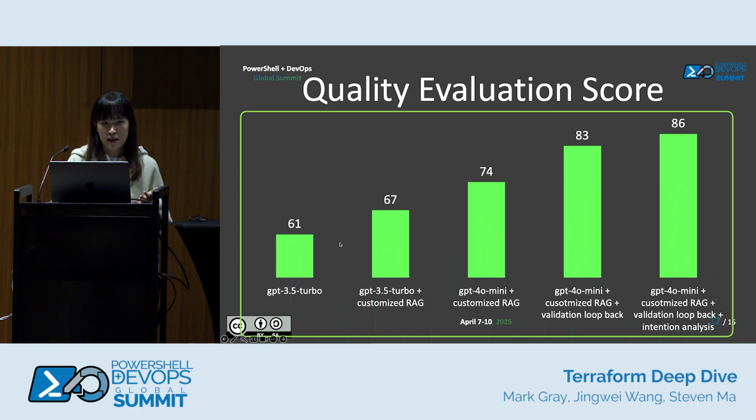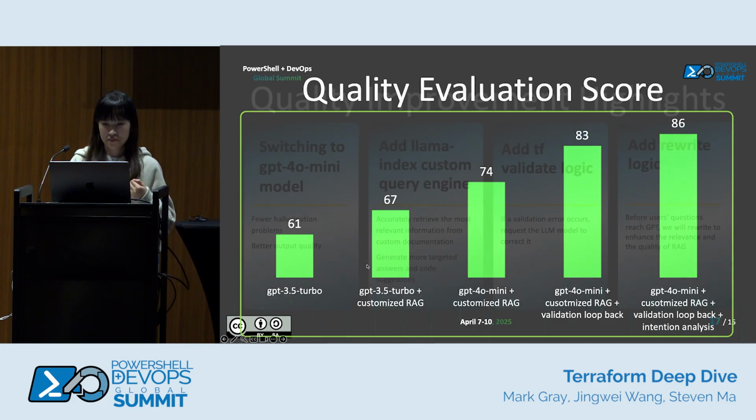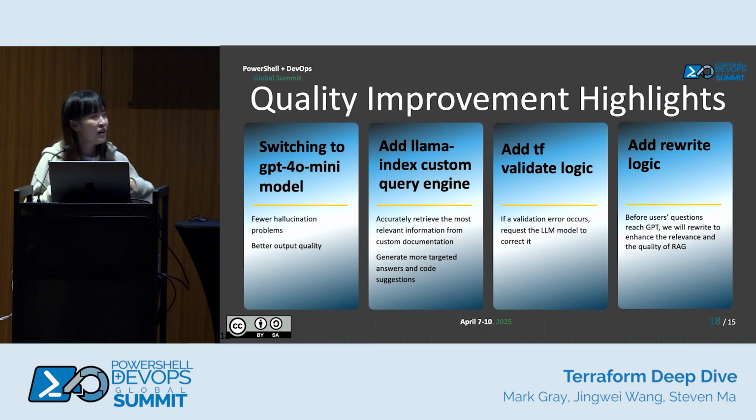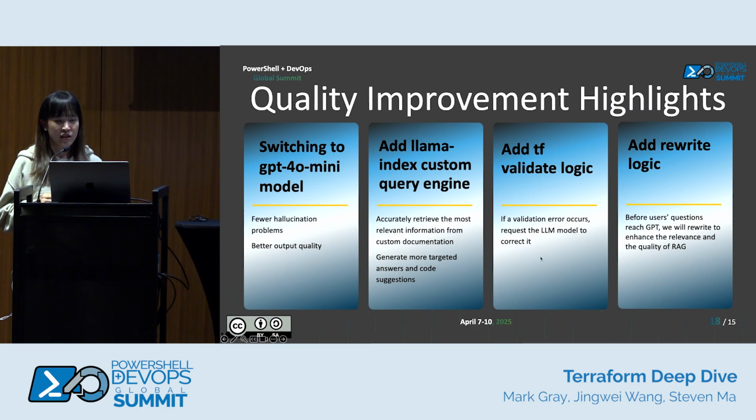So we can see that from the very first version of our GPT playground to our current Terraform-incorporated GPT model, the score has increased from 61 to 86, which is a tremendous growth. I will introduce a bit about what aspects have contributed to this quality improvement, some of the highlights here.